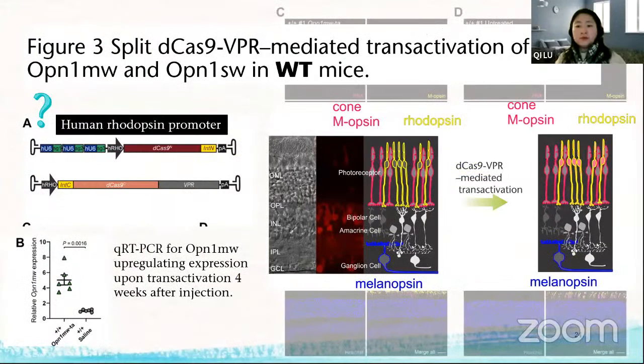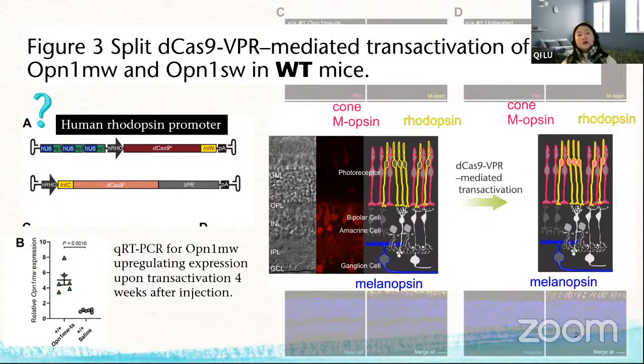The next step is putting the system into in vivo. First step, the wild-type mice. In the wild-type mice, there are several photosensors like cone opsin. Of course, there's short wave and blue opsin, rhodopsin on the rod photoreceptor, and melanopsin on the ipRGC ganglion cells. The activation system tries to express the cone opsin, which I marked in red here. That's because a lot of photoreceptors have both cone opsin and rhodopsin.